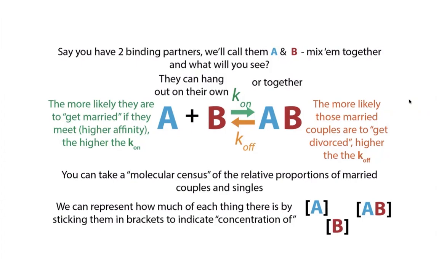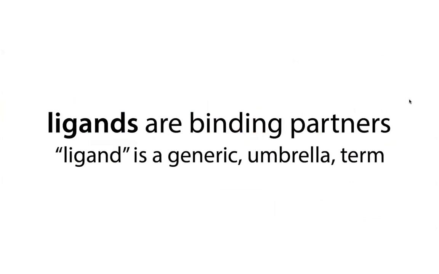Now I'm going to use the terms A and B, but you might see different terms used. Your book uses the terms P and L. L stands for ligand. And so a ligand is just a generic name for a binding partner. We have more specific terms that we can use for ligands of different molecules. When we talk about antibodies, say, we'll talk about antigens. When we talk about enzymes, we'll talk about substrates, which are the ligands that enzymes bind and modify. But ligand is more this generic umbrella term.